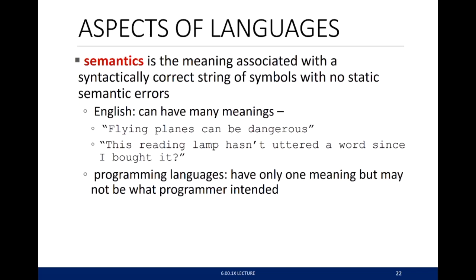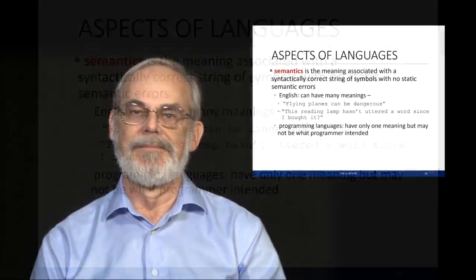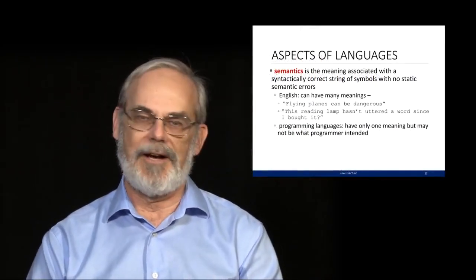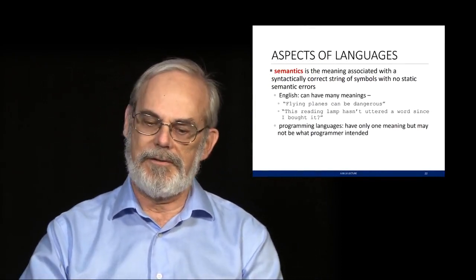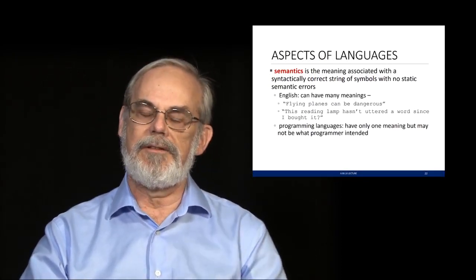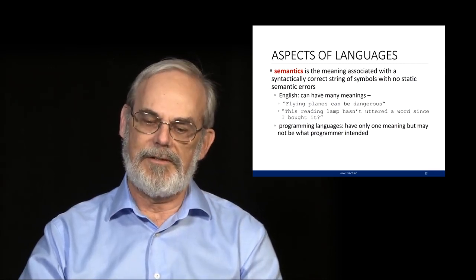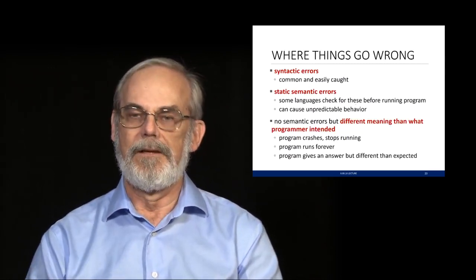In a programming language, there's both good news and bad news. The good news is any syntactically correct and static semantically correct expression in a programming language will only have one meaning. But the challenge is it might not be the meaning you intended. And that's where bugs are going to show up. And we're going to come to that as we go through the term. But these pieces now are how we're going to talk about the language. What's the syntax of putting things together, and what's the semantics, the meanings associated with them.